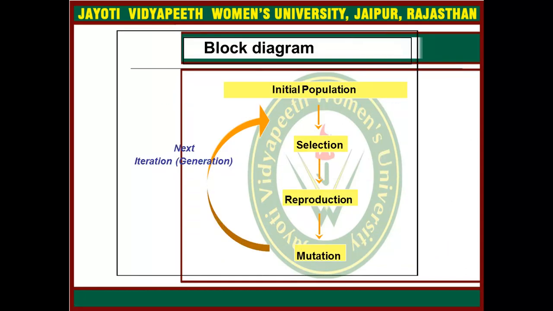Now this is the block diagram of genetic algorithm. First you see here the initial population, then the selection, then reproduction, and then mutation, and this cycle repeats until we find the output, or until the termination conditions are met. Okay, so this is the next iteration, the next generation, this cycle repeats and repeats.